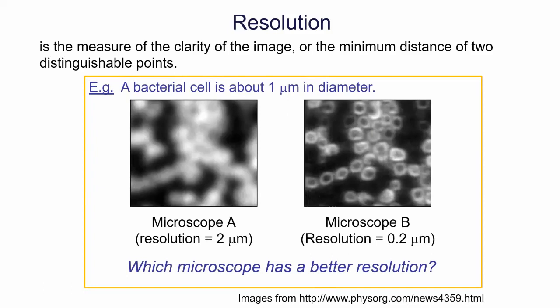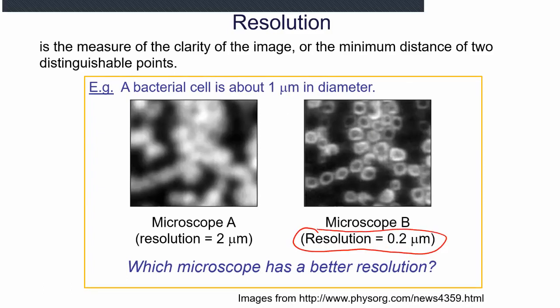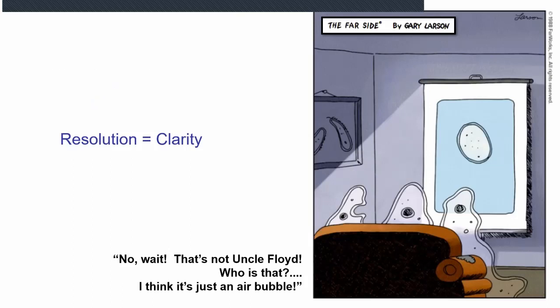Here are 2 images that are magnified at the exact same amount. But if you take a look at the one on the left, it's kind of hard to tell where one cell finishes and the next cell begins. Whereas the one on the right, you can definitely make out each individual cell. And so the one on the right has a resolution of a much smaller number. So 0.2 micrometers versus 2 micrometers. So this one here has the better resolution. A smaller number means it can see smaller objects. So resolution is clarity.